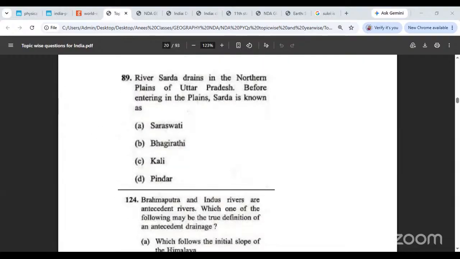River Sharda drains in the northern plains of Uttar Pradesh before entering the plains. Sharda is known as Saraswati, Bhagirathi, Kali, Pindar. काली, काली चौक, कुटियांगड़ी, अलग अलग नाम से जाना जाता है. महाकाली also. This river Sharda famously, that is the river for this अयोध्या से जो river flow करती है ना, this is घाघरा basically, सरयू नाम से flow करती है वो. So we are saying कि वो वहां पे जाती है तो उस नाम से पहचानी जाती है.